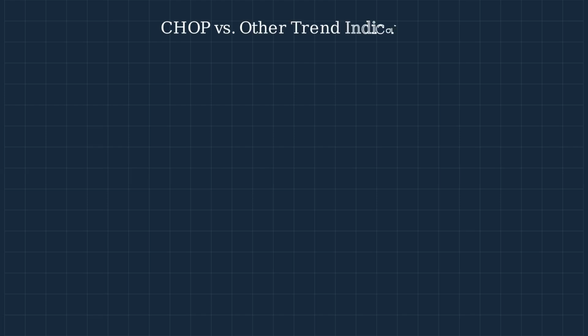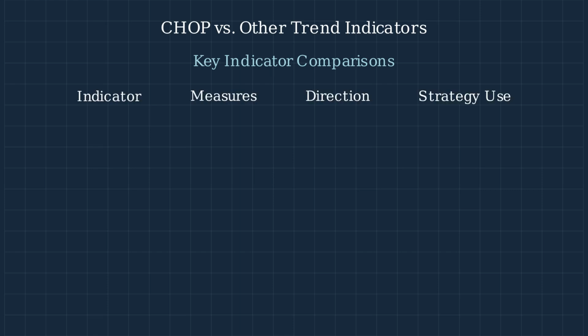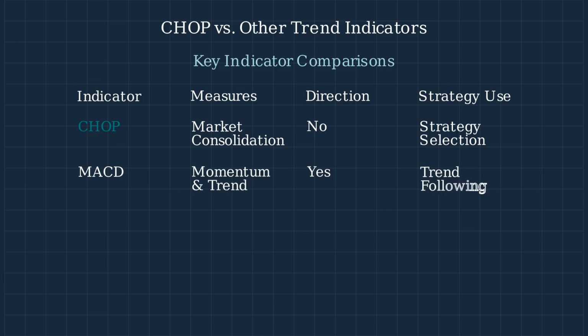Let's compare the Choppiness Index with other popular technical indicators. Unlike directional indicators such as MACD or RSI, the Choppiness Index doesn't predict price direction. CHOP specifically focuses on measuring market consolidation or sideways movement. MACD identifies momentum and trend direction, making it useful for trend-following strategies. RSI helps traders spot overbought and oversold conditions, often signaling potential reversal points.